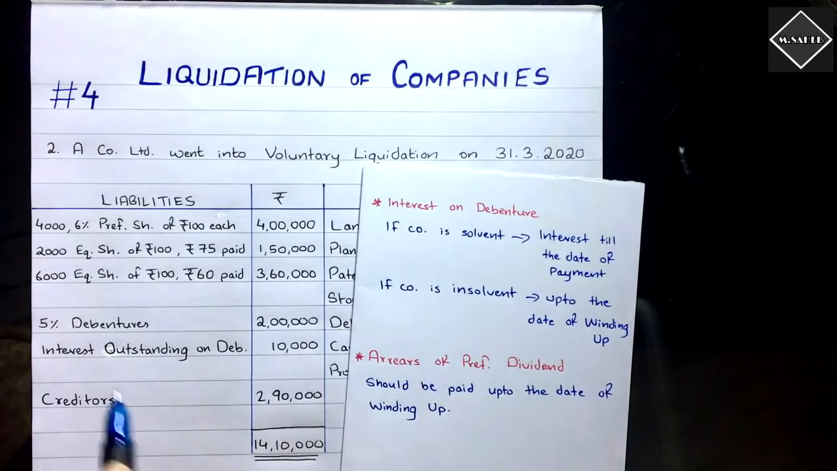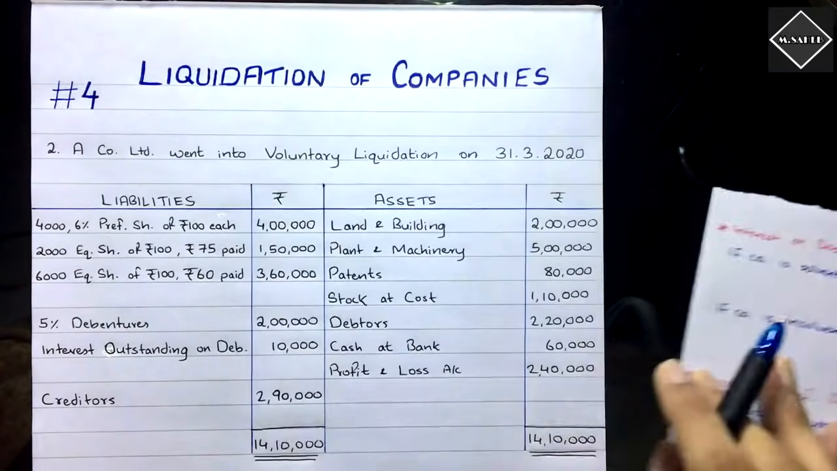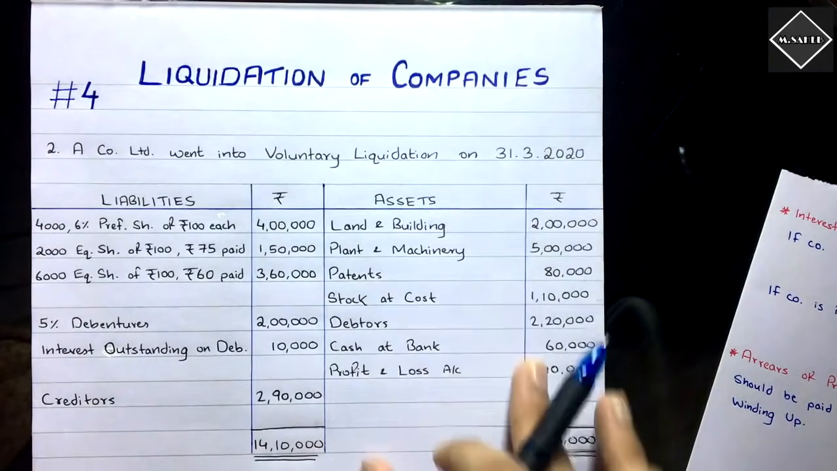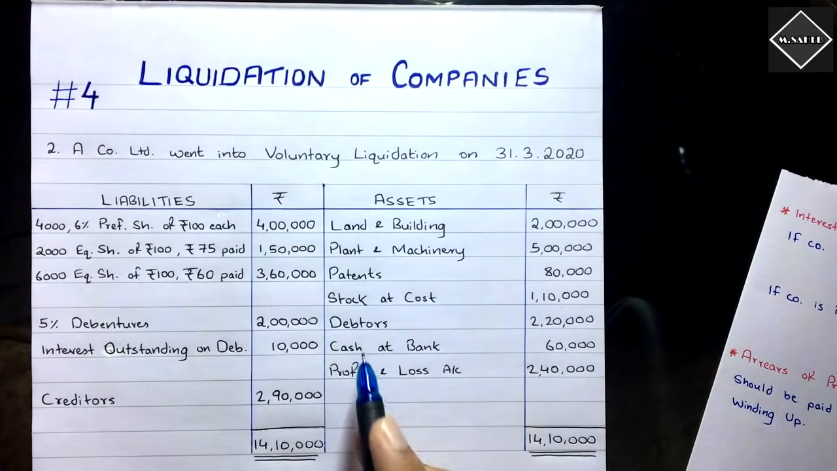So you have to pay the face value of debentures back to debenture holders, the interest outstanding on debentures, which is also called accrued interest, and interest till the date of payment. Then creditors is given as 2,90,000, and then come to the asset side. All the assets are given: land and building, plant and machinery, patents, stock, debtors, cash at bank, profit and loss.